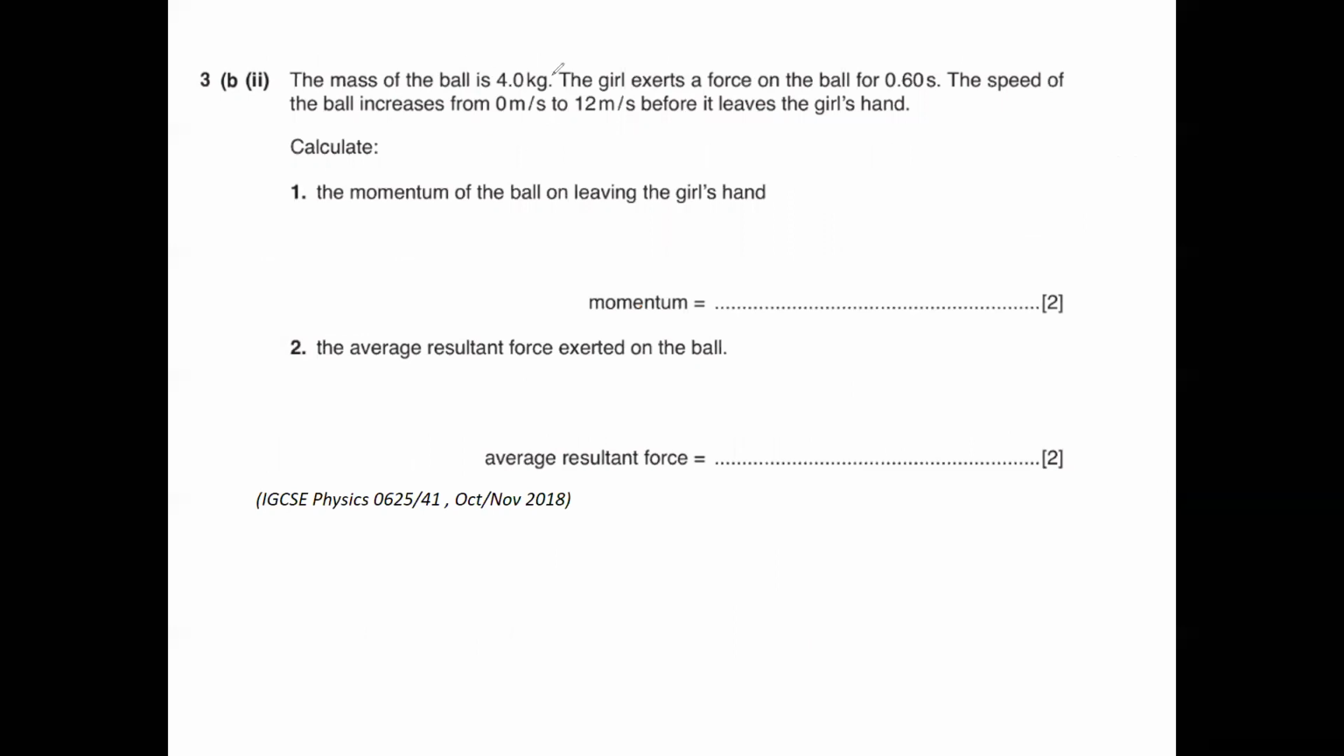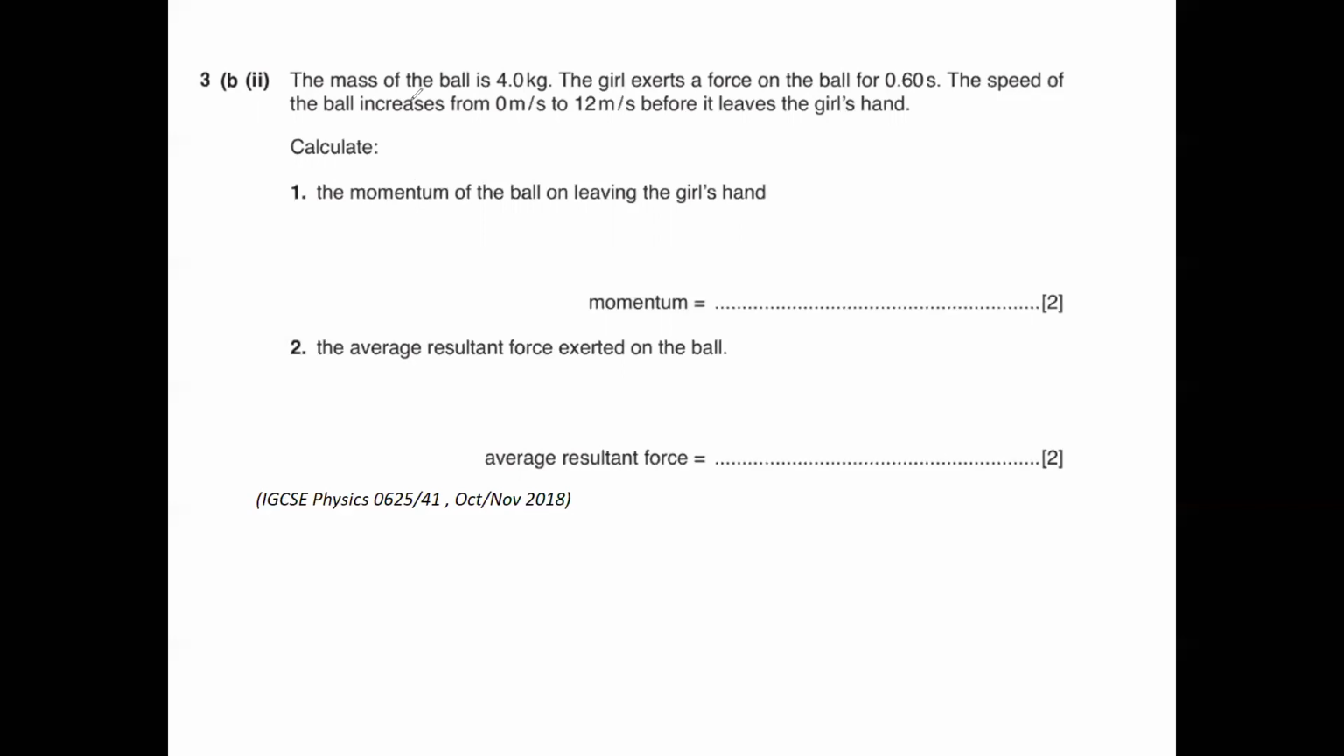The mass of the ball is 4 kg. The girl exerts a force on the ball for 0.6 seconds, and then the speed increases from 0 to 12 meters per second. For the first question: the momentum of the ball on leaving the girl's hand.